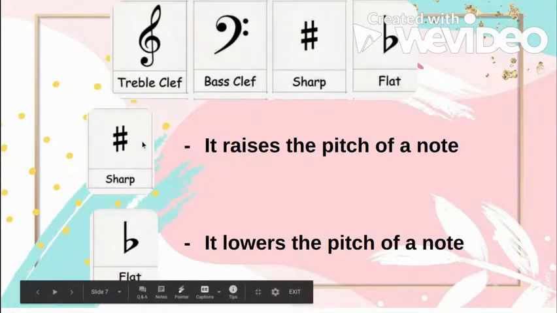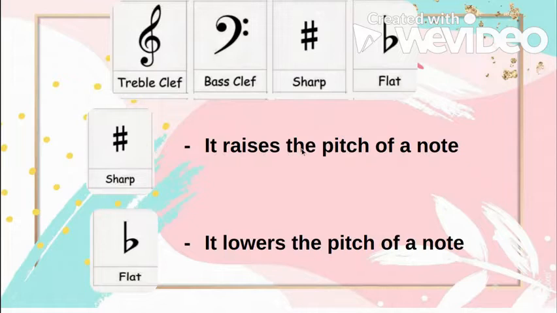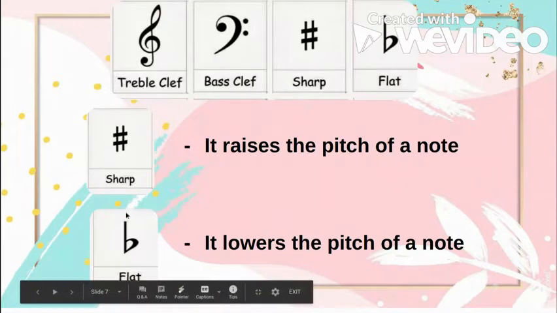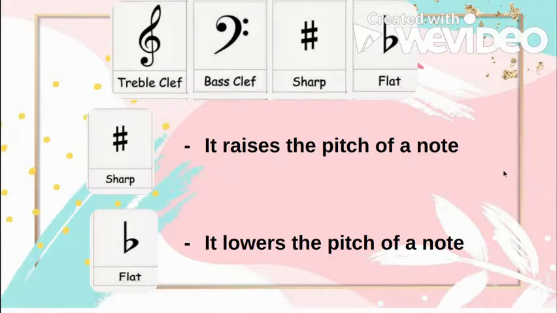When we say sharp, it raises the pitch of a note. Meaning, if you see this kind of symbol in a musical staff, you will raise the tune. But if you see this kind of symbol, you will lower the pitch of the tune or the note. Am I clear? All right, very good.